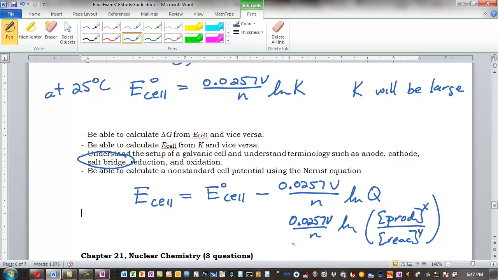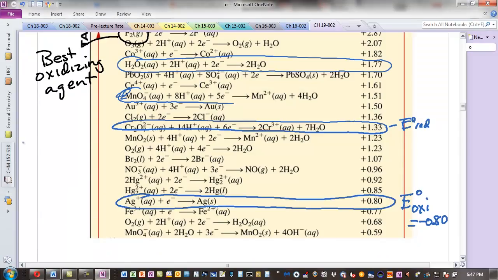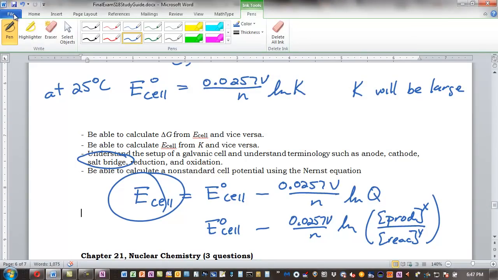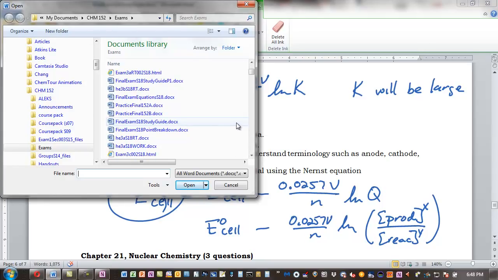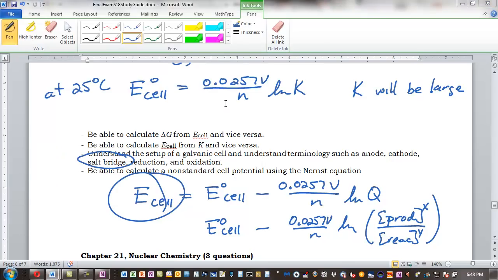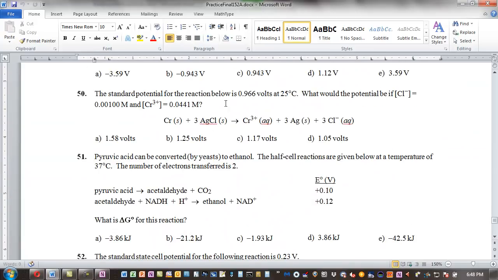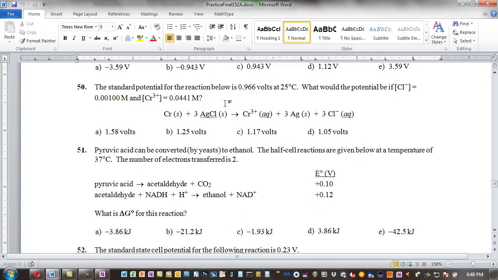Okay? And then you would have your standard cell potential, and you could solve for this guy. Okay? So let me see if there's one on one of the practice finals we can take a look at, just to see what a problem like this might look like.